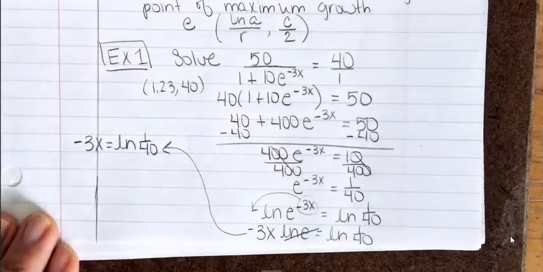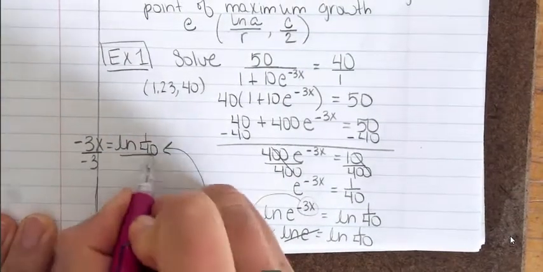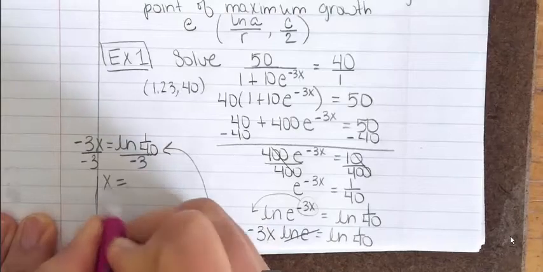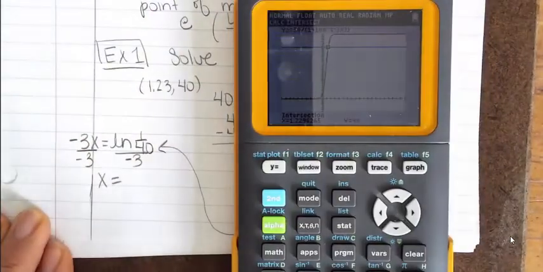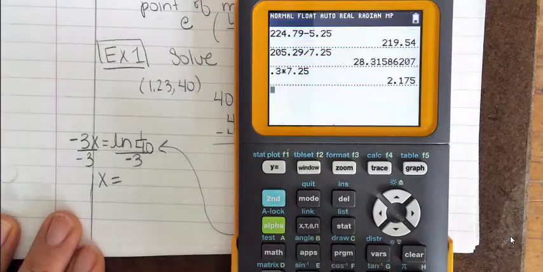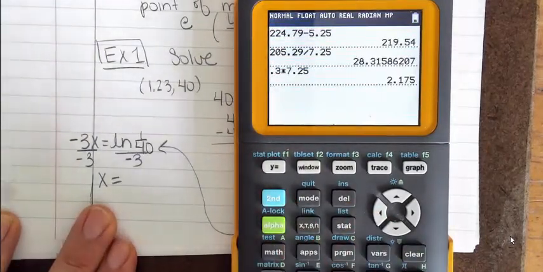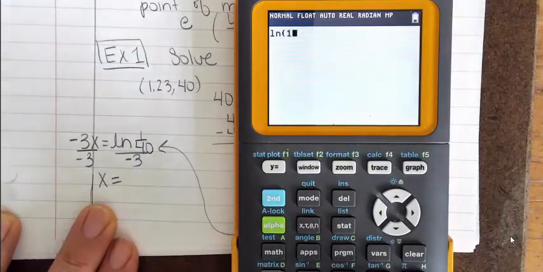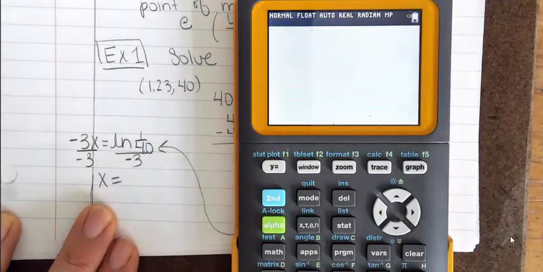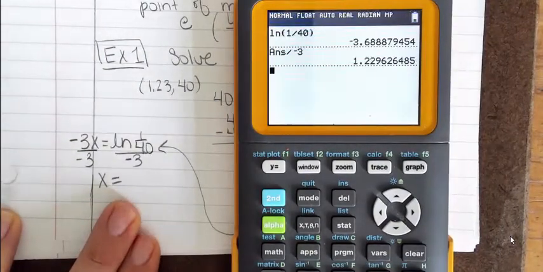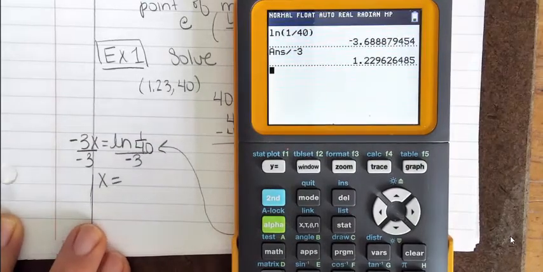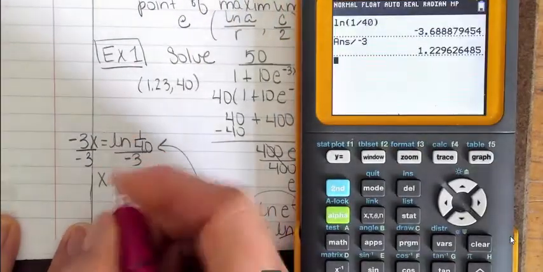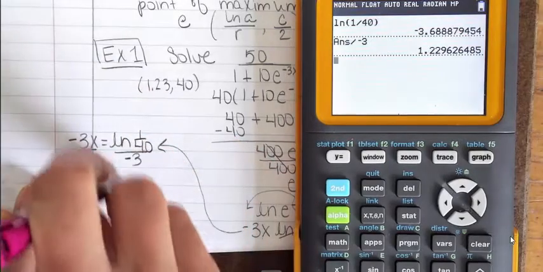Divide both sides by negative 3. Put that into my calculator. So ln of, oops, that's e. ln of 1 divided by 40. And then divide that by negative 3. And we end up with, oh, look at that, 1.23. I'll put approximately.